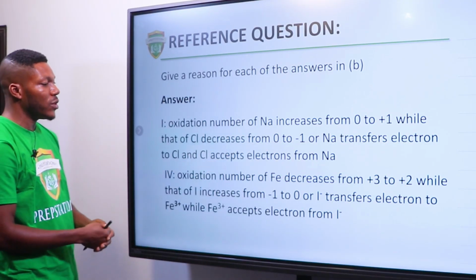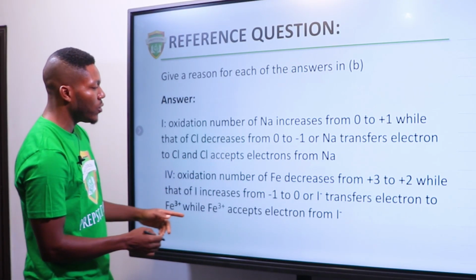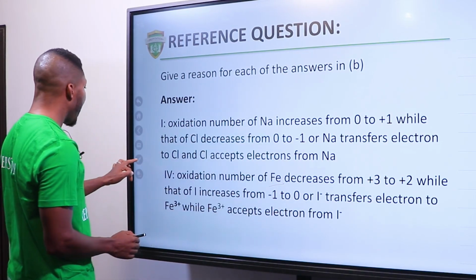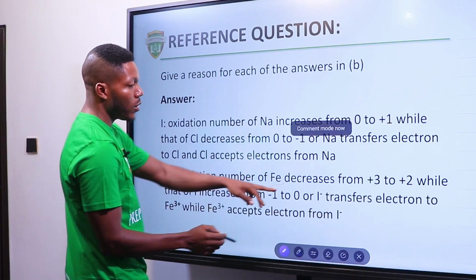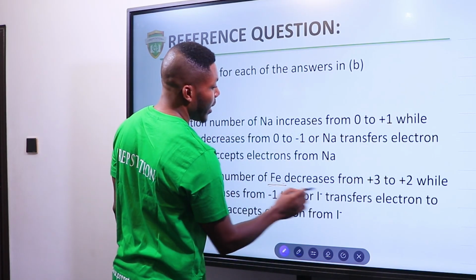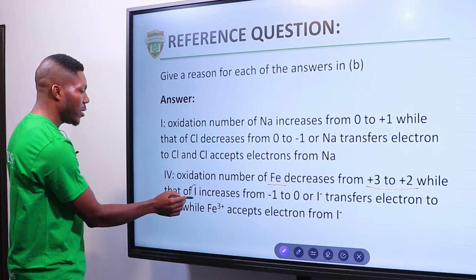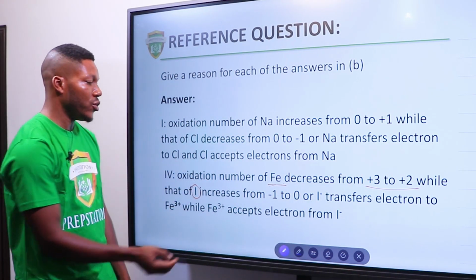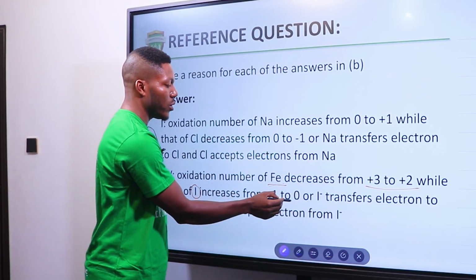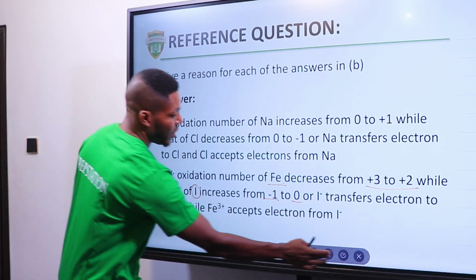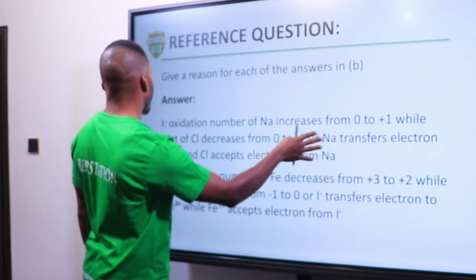Then for point number 2, you can see it affected what? Iron. All right? Iron gains an electron, from +3 to +2. So that is why it's a redox reaction, whereas iodine does what? Loses an electron, from -1 to what? To 0. So that's the reason why the reaction is what? Is a redox reaction. All right.